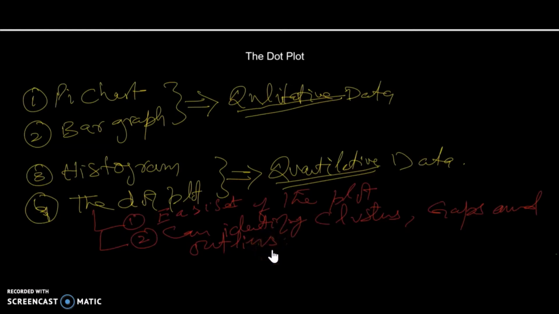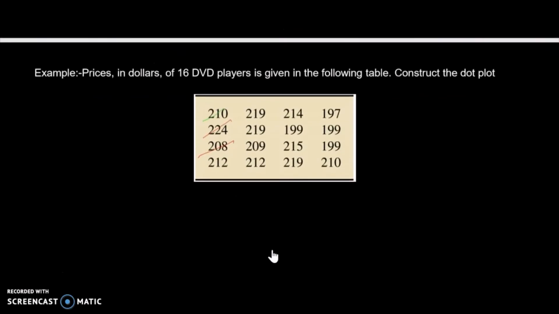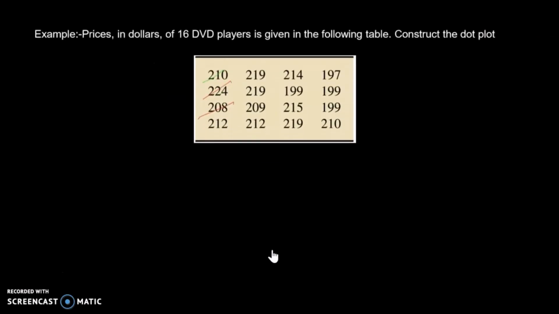Okay, how do we make a dot plot? Let's go to an example. So this is an example I have. The prices in dollars for 16 DVD players are mentioned here. These are the prices of 16 DVD players. And what are we asked? We are asked to construct a dot plot.